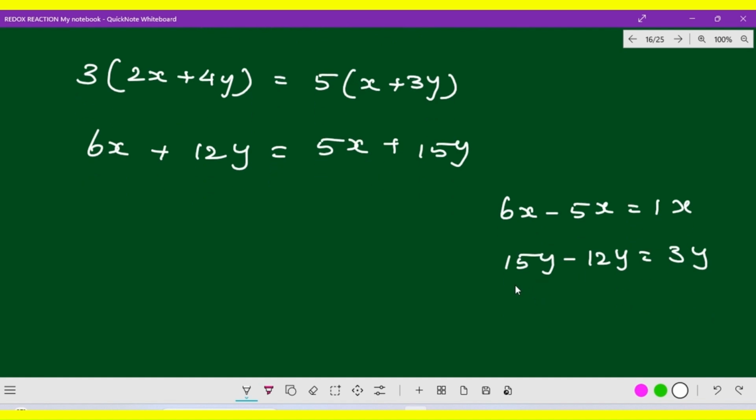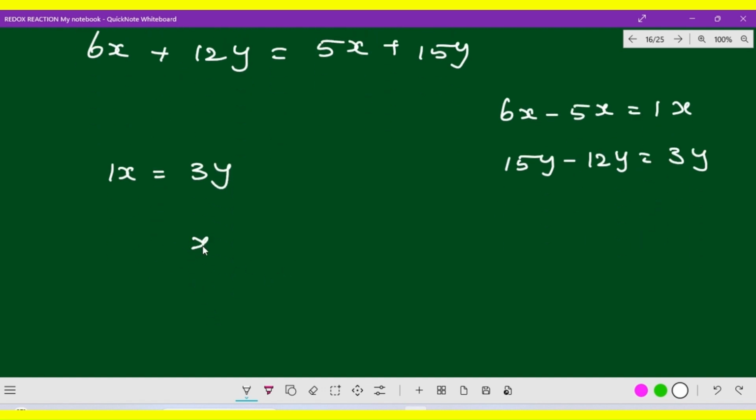So 1x, x only you can keep. So 1x equal to 3y. So x by y ratio we can identify. The x by y ratio is 3 by 1. So the molar ratio is 3 by 1. That is 1x equal to 3y. So we can say that is 3:1.